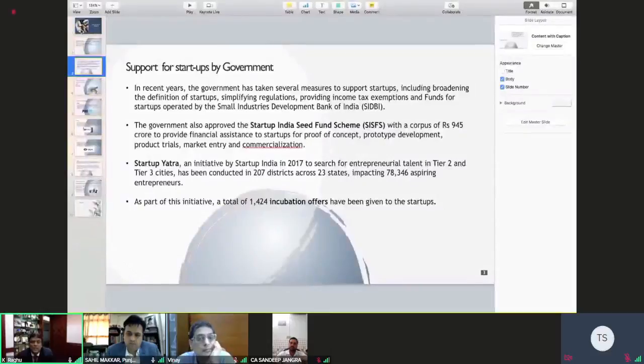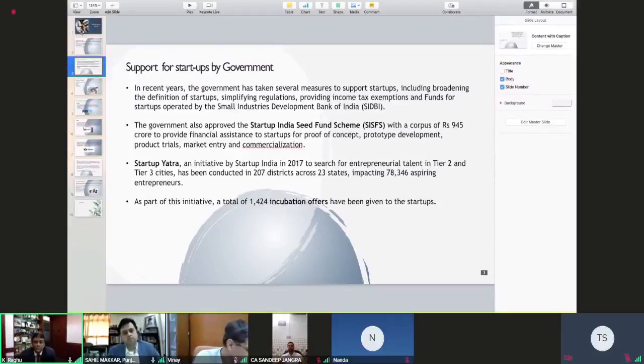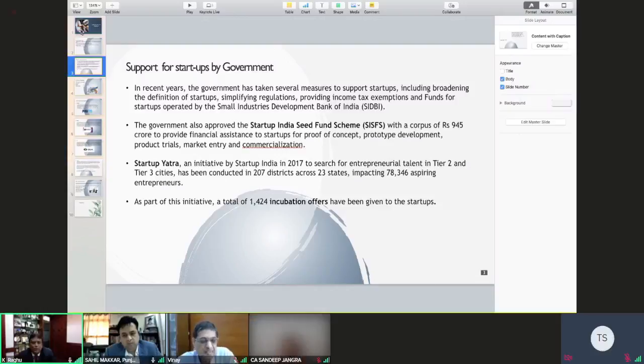The government has been, as I said, very bullish. It has taken various measures to support startups. They've defined what a startup is, simplified regulations, and are providing income tax exemptions and funds for startups, and many banks have started supporting startups. SIDBI is a good example. The government has also set up the Startup India Seed Fund Scheme with a corpus of 945 crores to provide financial assistance to startups for proof of concept, prototype development, product trials, market entry, and commercialization. This is a real good positive step the government has taken.